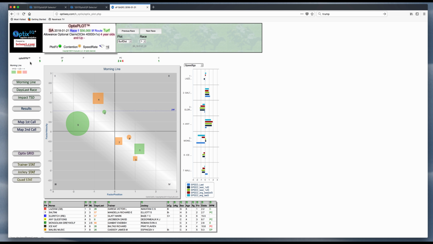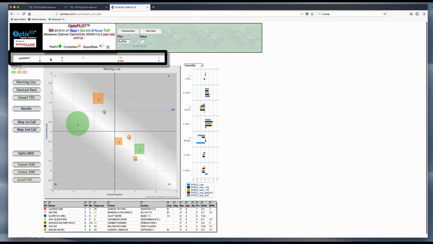I'm going to start by looking at this line here called Optix RPM, and what RPM simply means is run style plot match. You'll see that we have numbers and little E, EP and so on above the numbers. The numbers are color coded. They're either green, black, or red. The green is an okay fit, a good fit. A black is neutral, and a red is a poor fit.